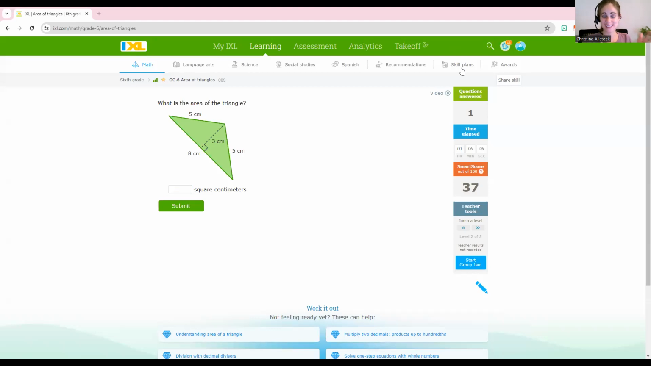All right, next problem. This is kind of what I was talking about, how sometimes the base may not really be at the bottom because we've turned the image, we've turned the picture a bit. But we can still work on finding which one of these numbers is our base. So remember, our formula for the area of a triangle is area is equal to 1/2 base times height.